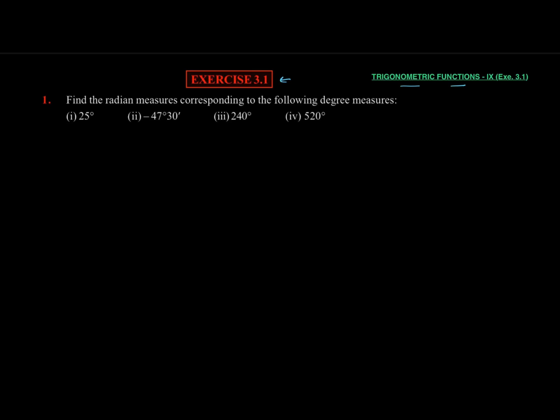Exercise 3.1. The first question of this exercise is: find the radian measures corresponding to the following degree measures. So here we'll have to convert the degree measure into radian measure. To solve this question, let us first understand what angles are.